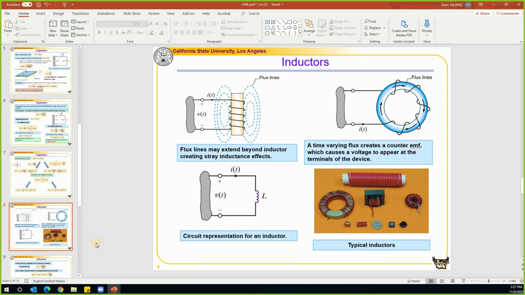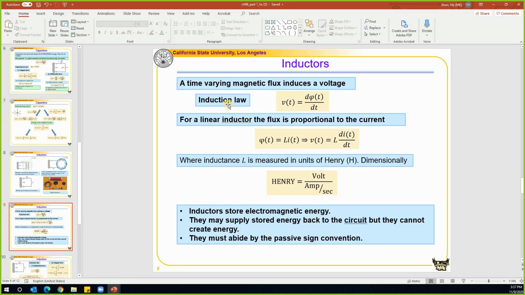What we care about in this class is the calculation related to inductors. The induction law tells us the relationship between time-varying magnetic flux and the voltage generated. So the voltage generated is equal to the rate of change of a magnetic flux phi(t). For a linear inductor, this magnetic flux is equal to a constant L times the current. If we plug this back into the voltage calculation, we find the voltage is equal to L times di/dt. Similarly, we define a unit for this inductance L, which is a Henry. So 1 Henry is equal to 1 volt per amp per second. Henry is also a derived unit.